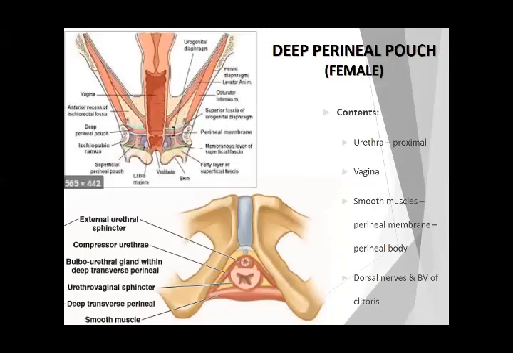Females में क्या होता है? Females में एक तो यहाँ पे proximal part of the urethra आता है. Then you have the vagina. And then of course, now this is where the deep transverse perineum in the males was present. Females में there's a difference.